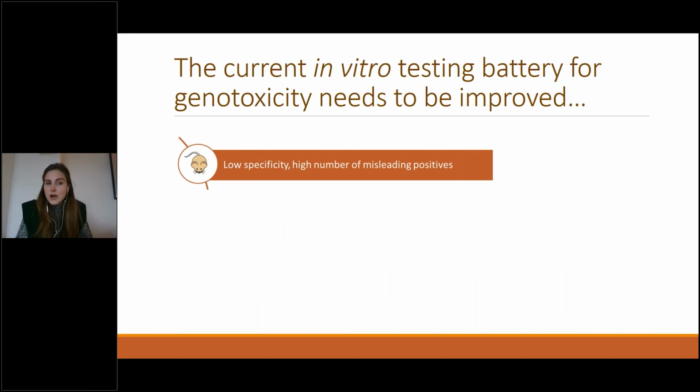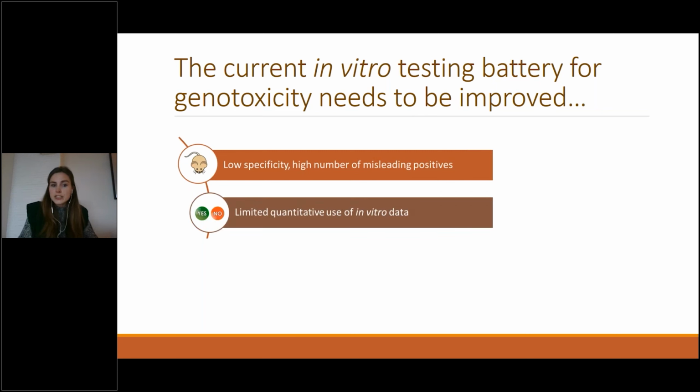genotoxicity tests? Well, the first reason is the low specificity of the current in vitro genotoxicity tests, which results in a high number of misleading positives. Misleading positives are chemicals that show a positive result in one or more of the in vitro assays, but finally show a negative result in the in vivo assays. These misleading positives therefore trigger unnecessary animal assays, which are time-consuming, costly, and not always biologically relevant to humans.